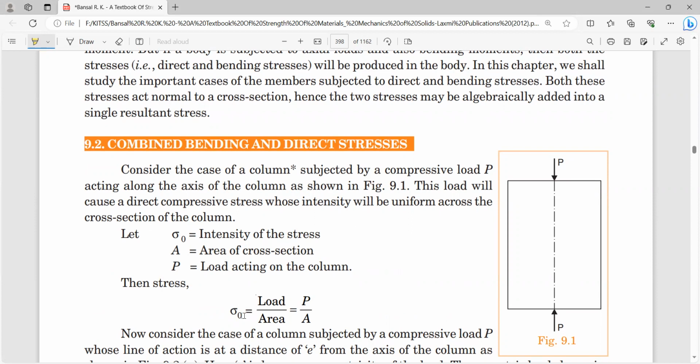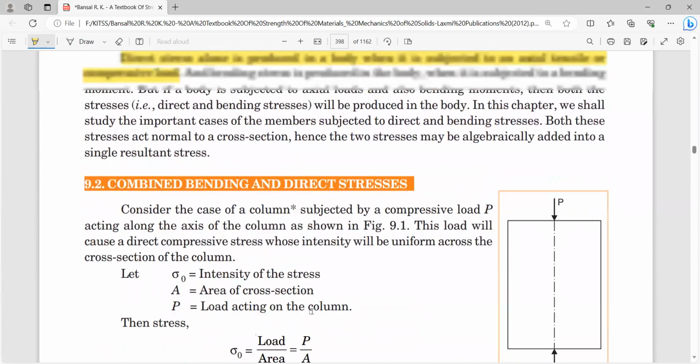Direct stress can be calculated from this formula: sigma naught is equal to P by A, the applied direct load divided by the cross-sectional area.